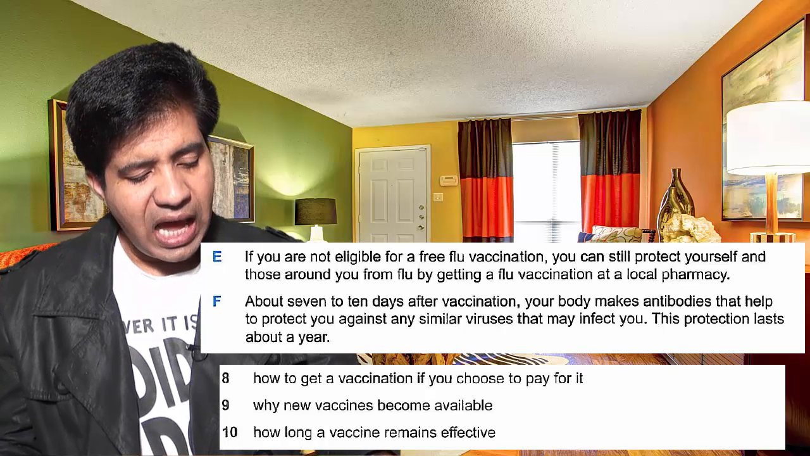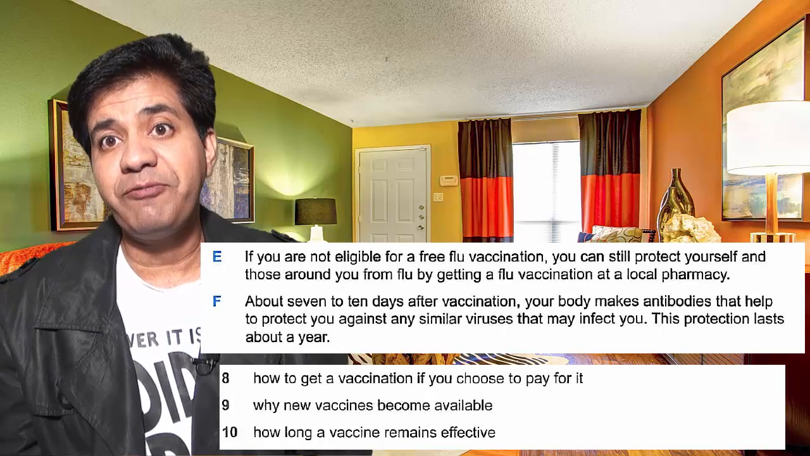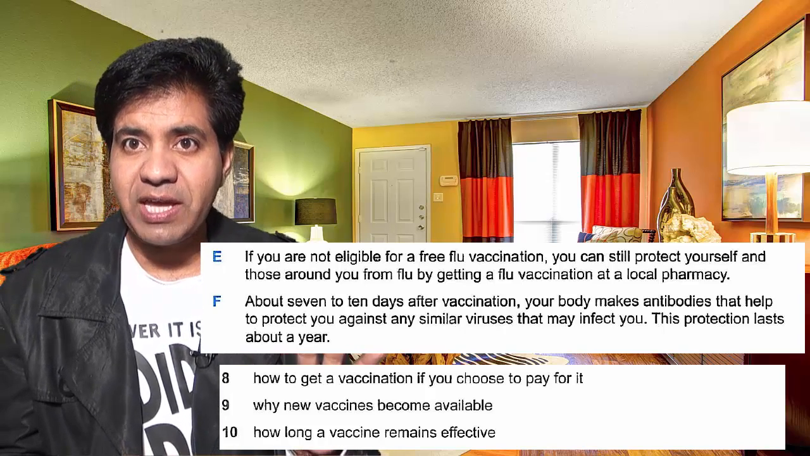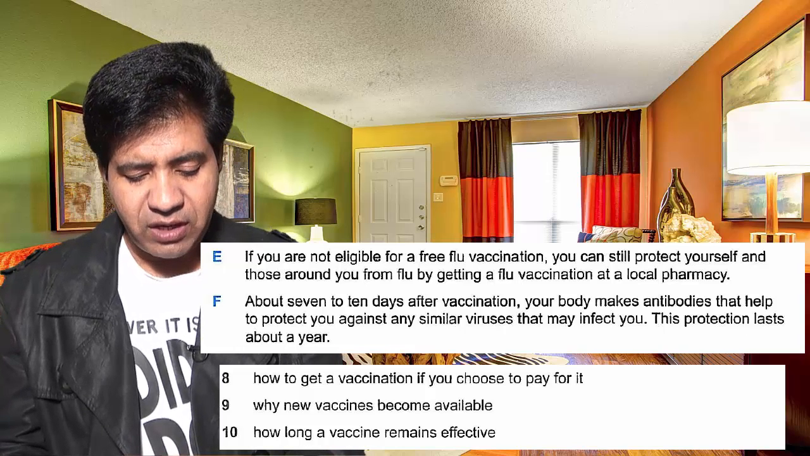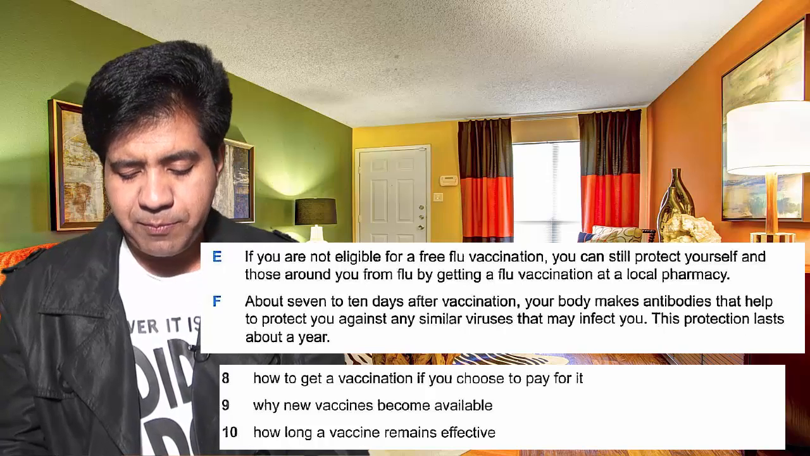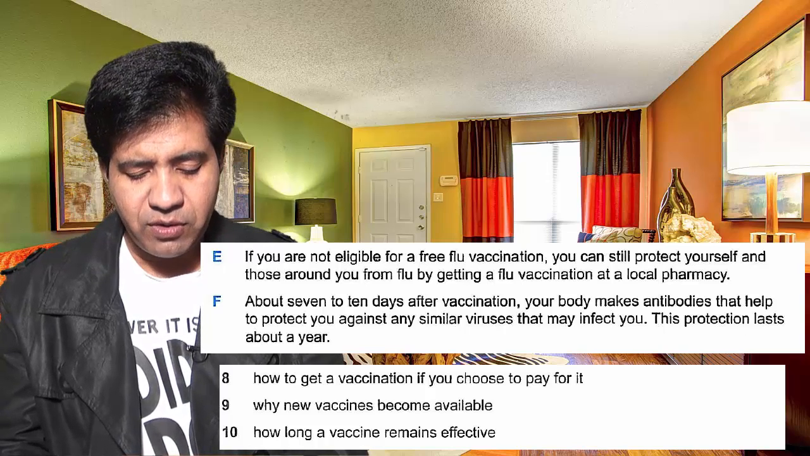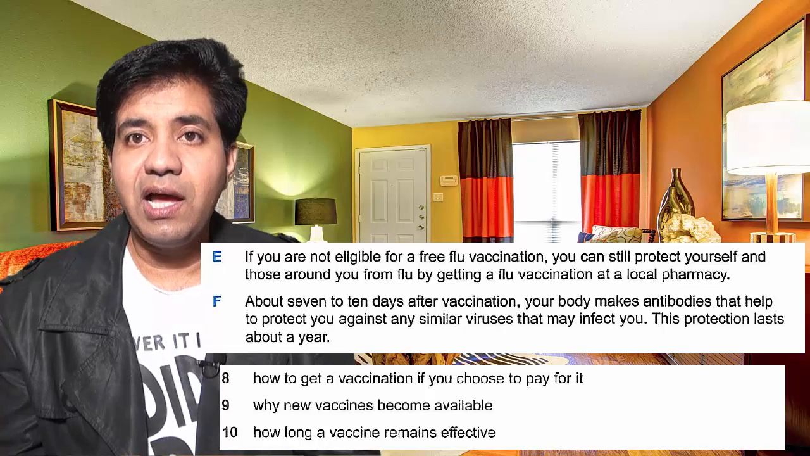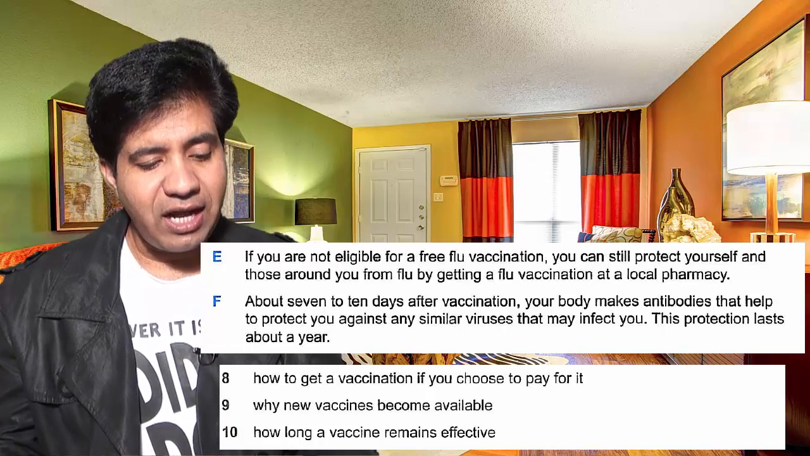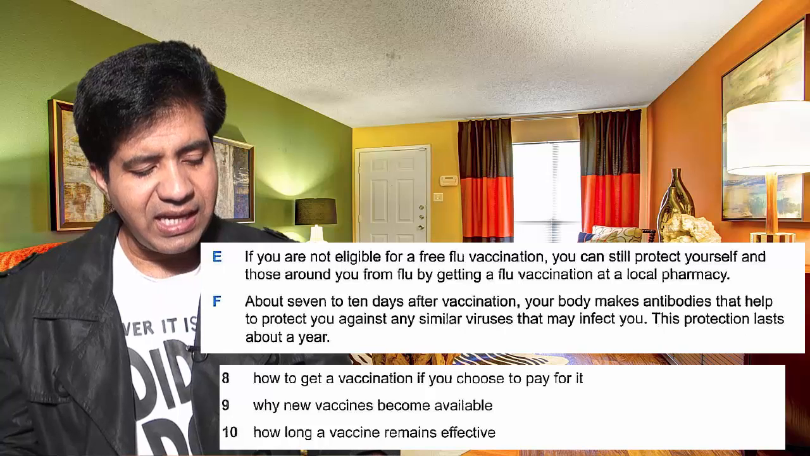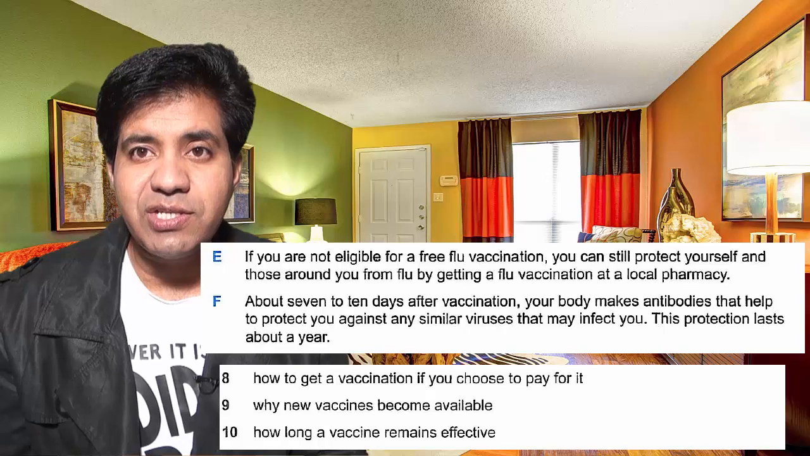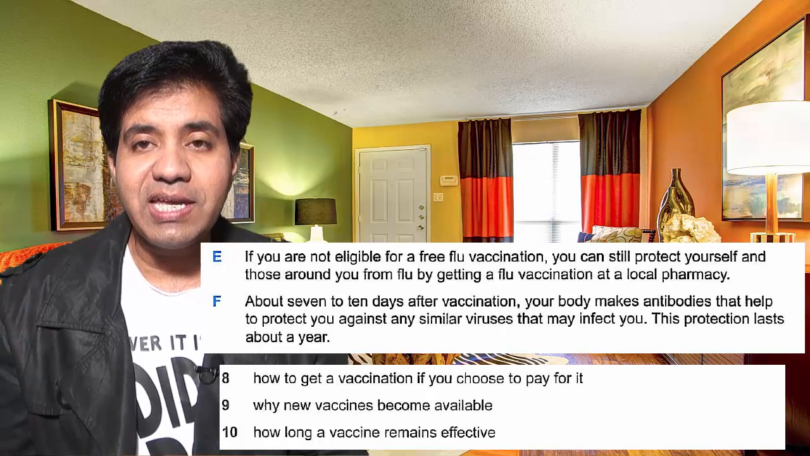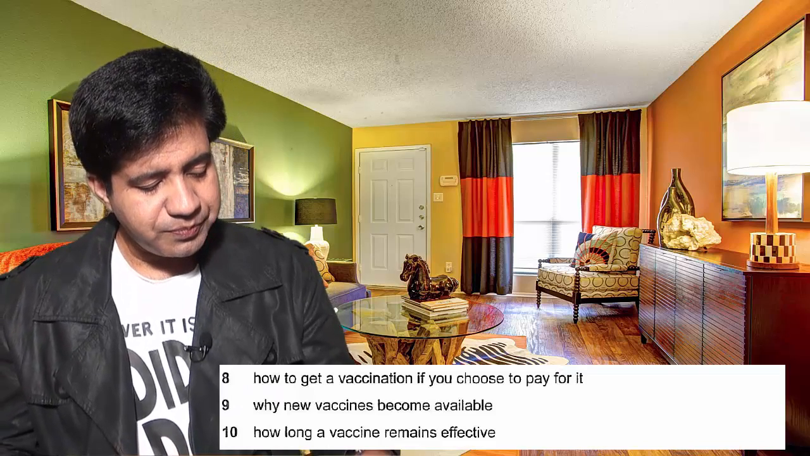What's the question? How to get a vaccination if you choose to pay for it? So if you're not eligible for free, it means you have to pay for that, right? Now what do they say here? If you're not eligible for a free flu vaccination, you can still protect yourself and those around you from flu by getting a flu vaccination at a local pharmacy. Paragraph E. So question number 8, how to get a vaccination if you choose to pay for it. This statement is mentioned in paragraph E. So E is going to be the right answer. Got it? Okay, let's go ahead.